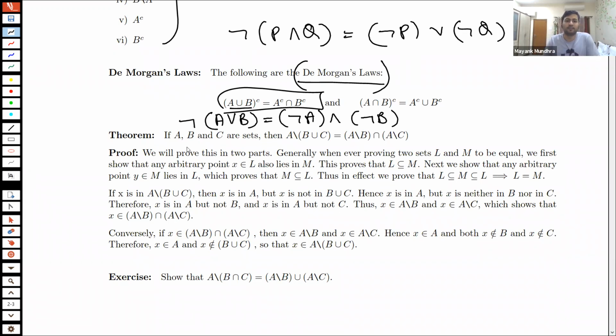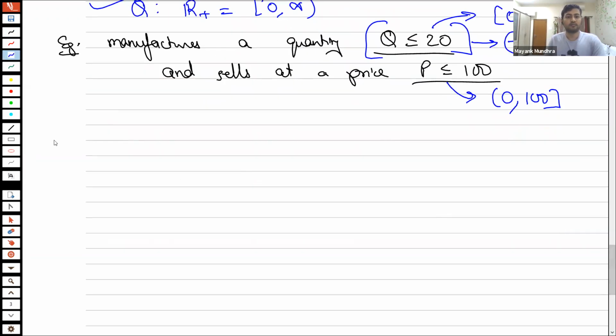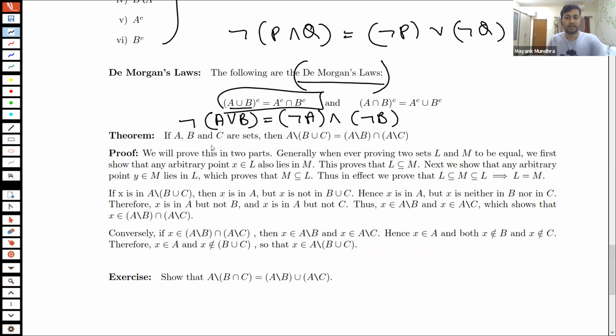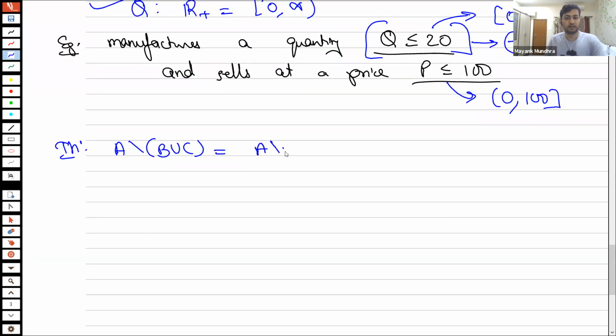So let's do an example of some proof. A, B, and C are sets. We have to show that A set minus B union C must be equal to A set minus B intersection A set minus C. So this is what we have to show. The theorem is A set minus B union C is equal to A set minus B intersection A set minus C.